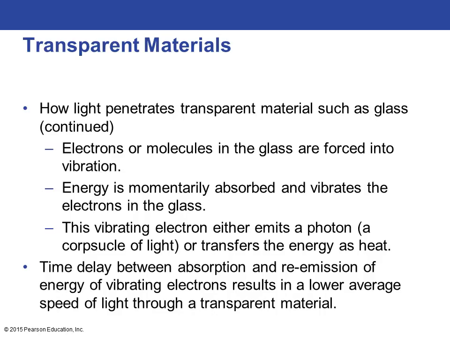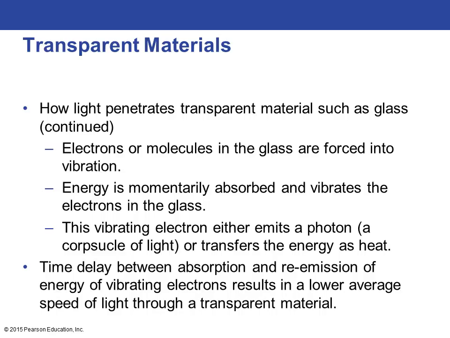So electrons or molecules in the glass, again, just to repeat here, are forced into vibration. They get hit by the light, the electrons start vibrating, the energy is momentarily absorbed by that electron within the glass, and it starts the next electron vibrating, and the vibrating electron either emits a photon, like a piece of light, or transfers the energy as heat. So some of that energy will get transferred as light, and some of it will get transformed into heat. And that is why glass will feel warm as light tries to pass through it.